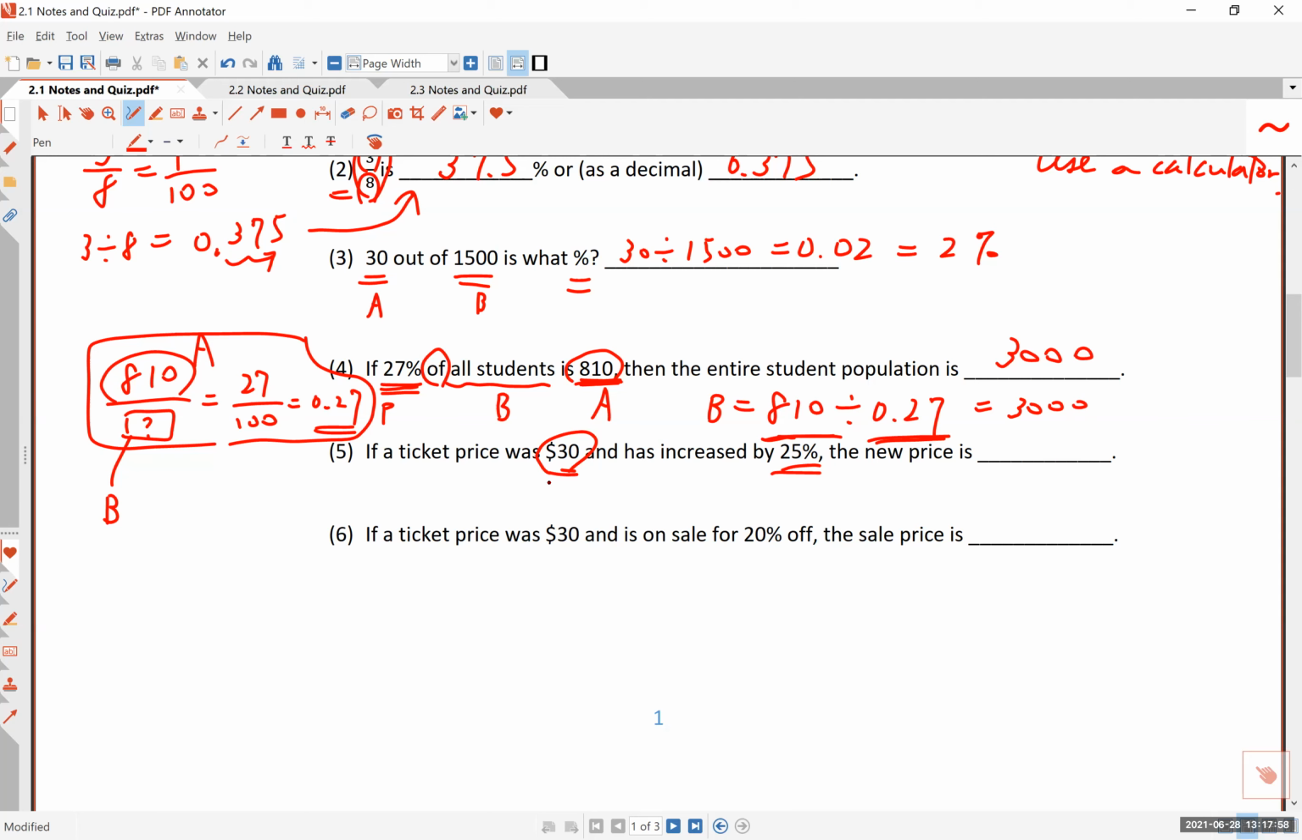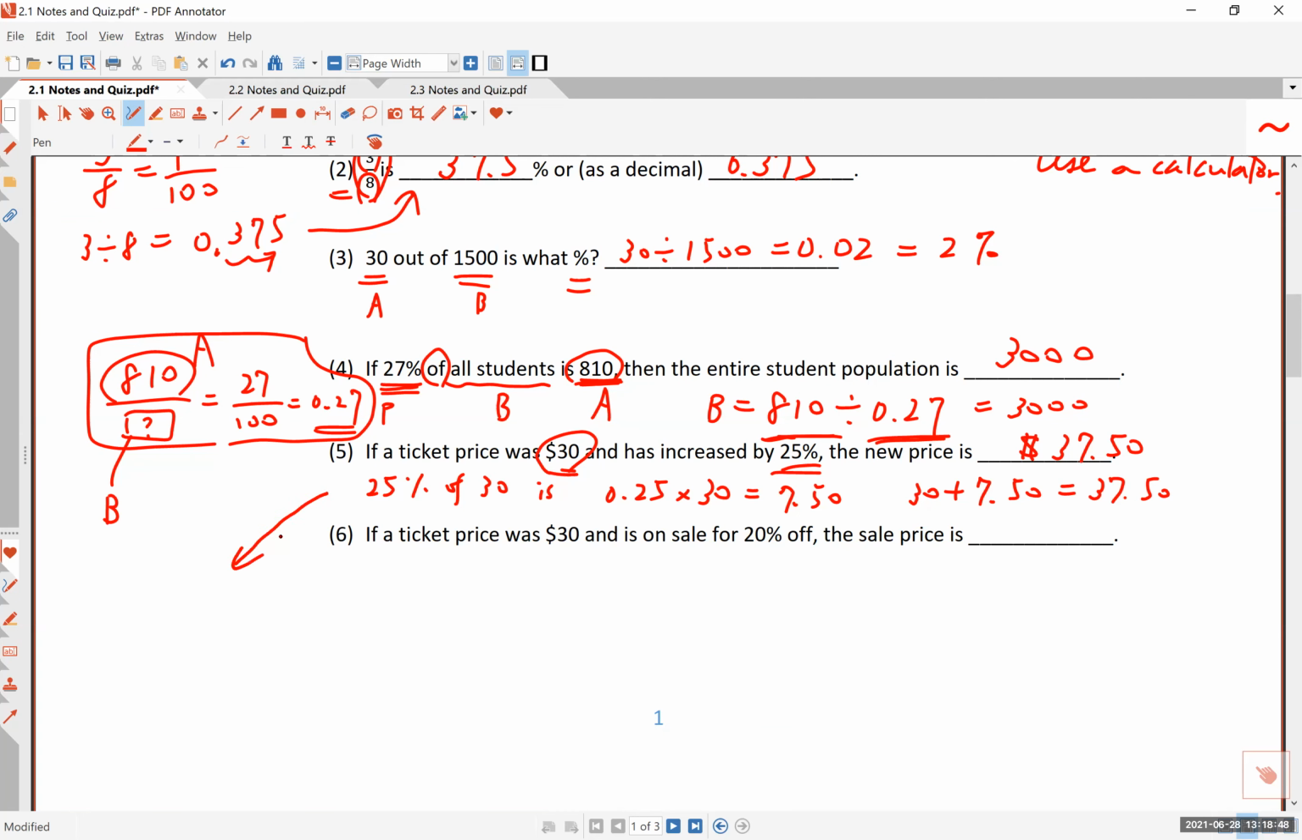Okay, so well, what is 25% of $30? That's 0.25 times 30. Remember, 25% can be written as 0.25. And we are looking for the part that represents 25% of 30. And the answer is 7.5. And so you add 7.5 to 30. And of course, the answer is $37.50. And this is the new price, which is 25% more than $30, right?